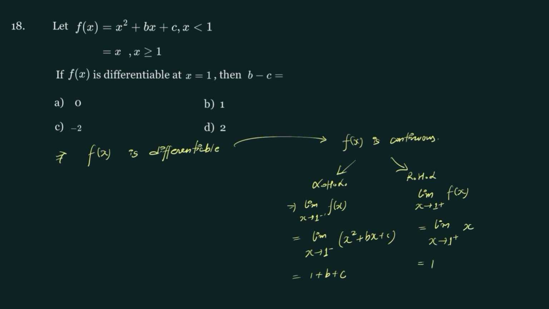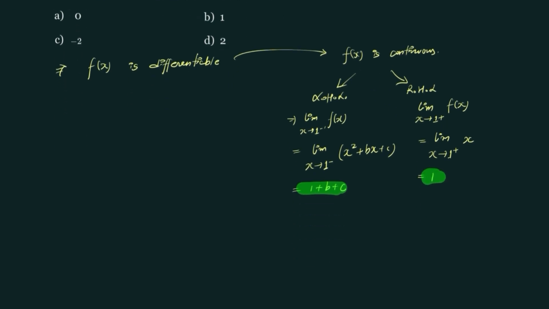Now since this is continuous, the left hand limit and right hand limit should be equal. That means 1 plus b plus c should be equal to 1. So let us equate them. Then we will get 1 plus b plus c equals to 1. From here we get a relation between b and c, that is b plus c equals to 0. Let this be my equation 1.